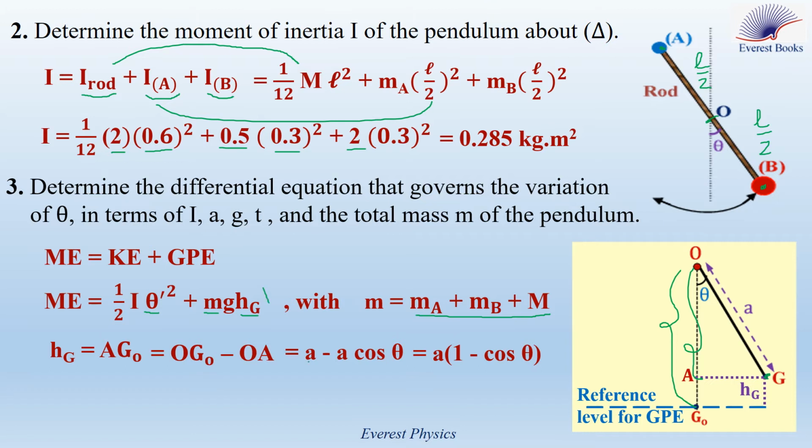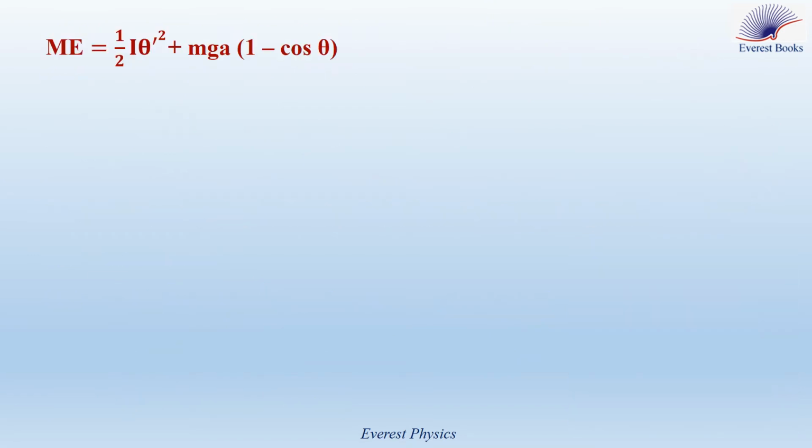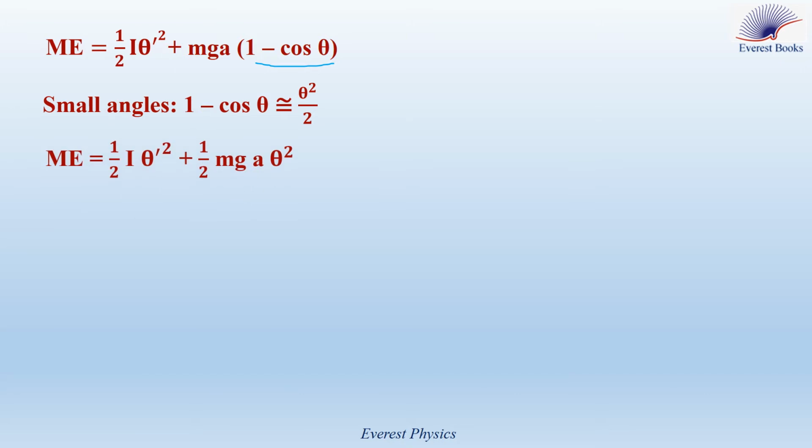Now replace H of G by a into 1 minus cosine theta, and we get the final expression of the mechanical energy: it is equal to 1/2 I theta prime squared plus mga into 1 minus cosine theta. Using the expression of the mechanical energy derived in the previous slide, ME is equal to 1/2 I theta prime squared plus mga into 1 minus cosine theta. The pendulum oscillates with small angles, so 1 minus cosine theta can be replaced by theta squared over 2. Therefore, the mechanical energy becomes 1/2 I theta prime squared plus 1/2 mga theta squared.